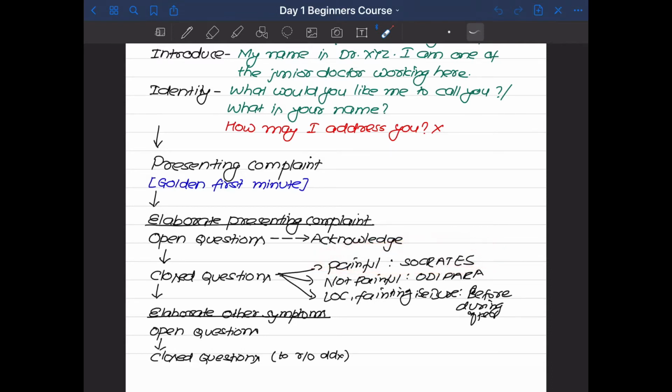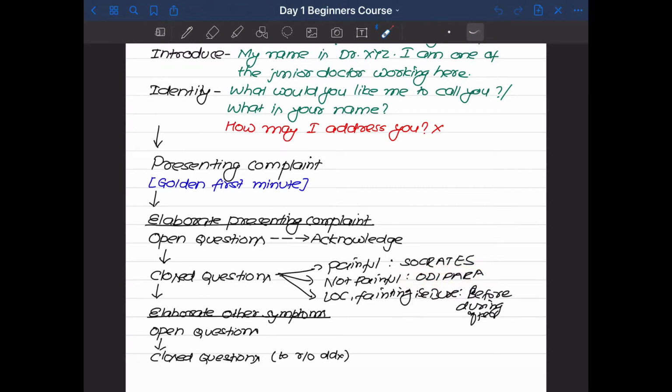Whenever the complaint is painful, you do the SOCRATES. If the complaint is not painful, for example, I have a heart racing, I have dizziness, then in such a case in which the complaint is not painful, you do the ODIPARA. Okay, onset, duration, intensity, progression, aggravating, relieving factors, and associated symptoms. For the non-painful complaint: when did it start? How did it start? Has it changed since it started? Is there anything that's making it worse? Is there anything that's making it better? And is there anything else? Okay, so ODIPARA for a non-painful complaint.